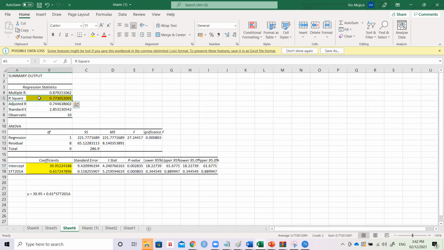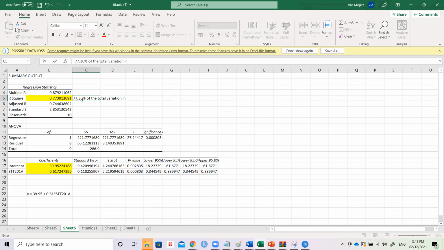We interpret the R square. So yan, kaya naka-highlight silang tatlo. These are the coefficients. This is the measure of goodness of fit. So the R square is interpreted as, we convert it into a percentage, 77.30%. 77.30% of the total variation in STT203A grades can be explained by STT201A grades. Or basically, most of the variation in Stat 203 grades can be explained by your Stat 201 grades.